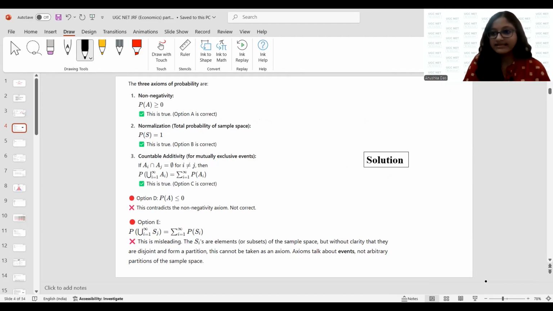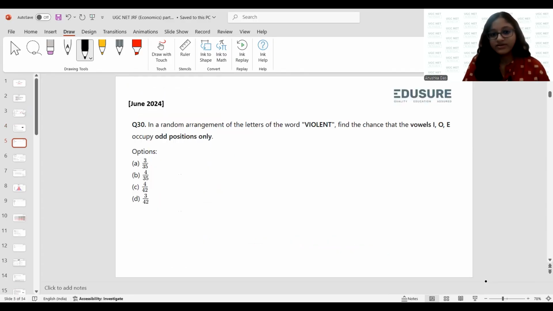So here you can see the solution. If you want, you can take a screenshot. All the things that I have explained to you is written, right? So this is the solution. Now let's look at this question.